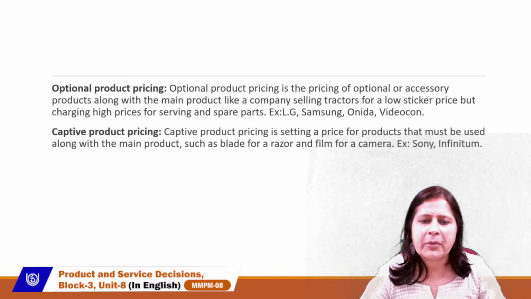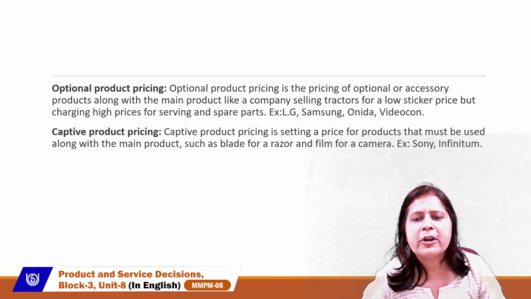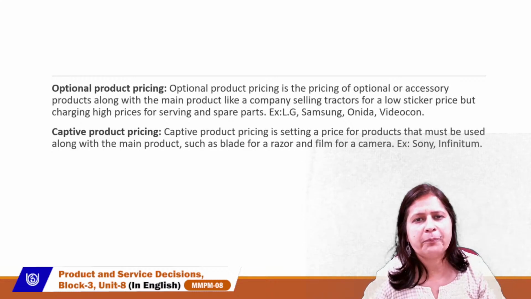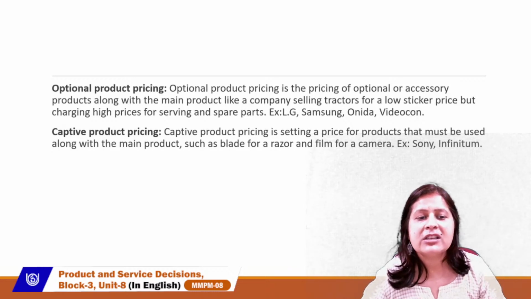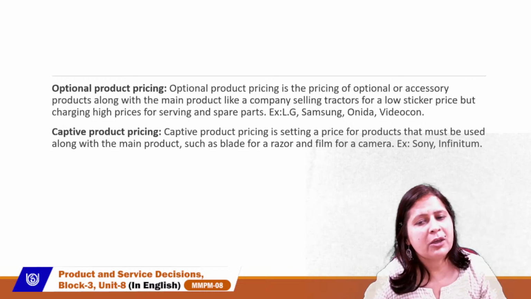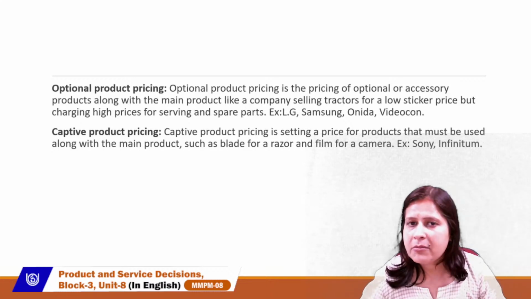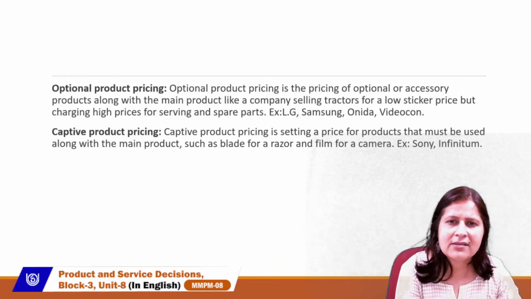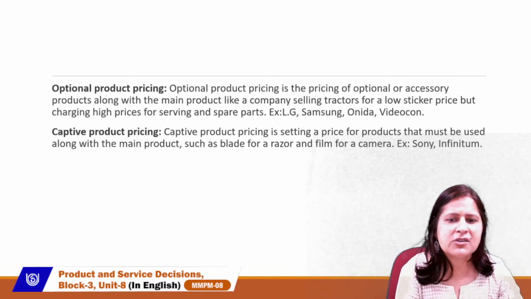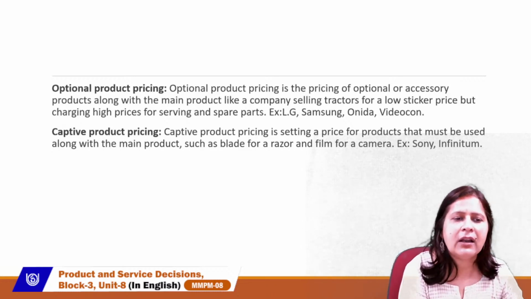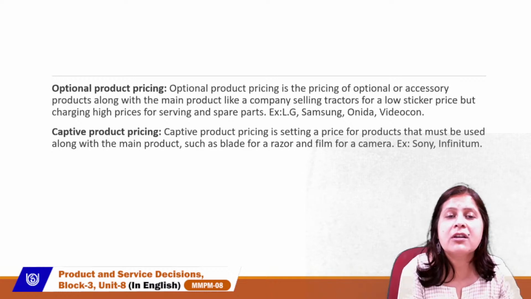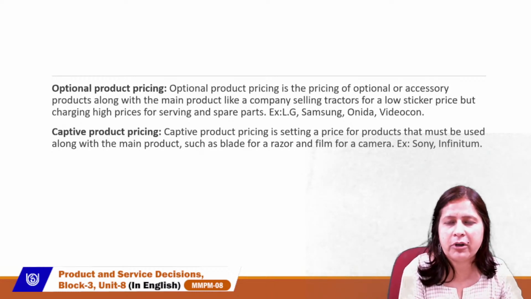Optional product pricing. Optional product pricing is what? Optional product pricing is the pricing of optional or accessory products along with the main product, right? Like companies selling a tractor for a low sticker price, but charging a high price for servicing and spare parts. That is the optional product pricing. Means that the cost of the product is less, but the cost of the other accessories could be high, right?